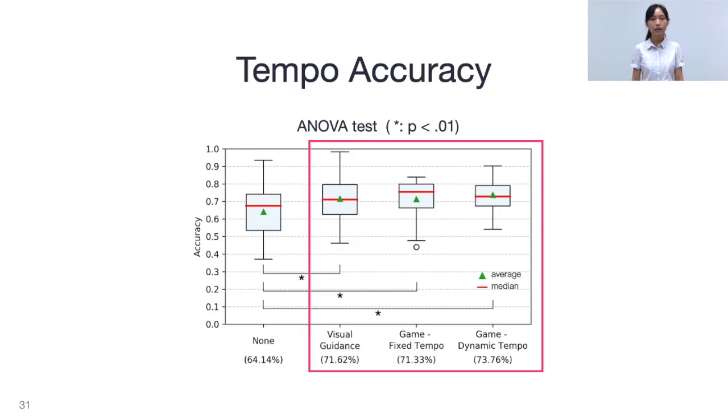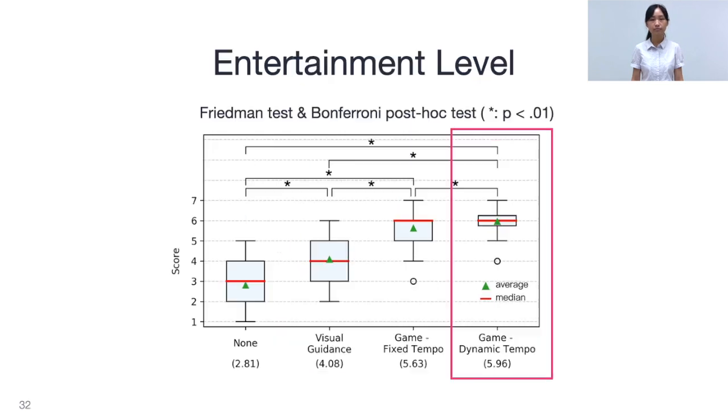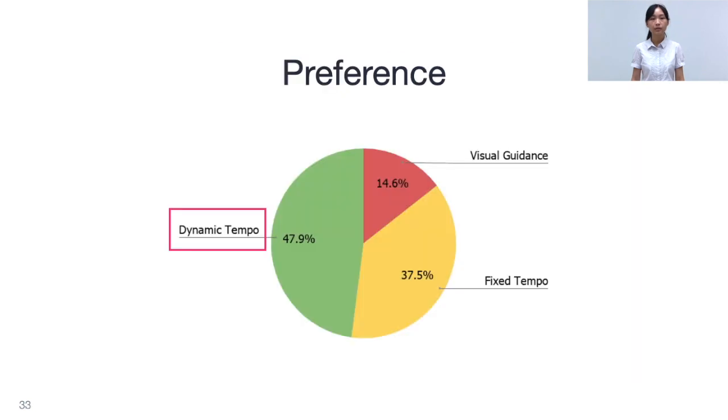We ran the ANOVA test on tempo accuracy. Results show that tempo accuracy is significantly improved with guidance. Our dynamic tempo lets users be closer to the optimal tempo of the training goal. We ran the Friedman test on ratings of the 7-point Likert scale of entertainment level. Results show that our dynamic tempo design significantly improved the entertainment level. And the dynamic tempo variation is also most preferred by participants.